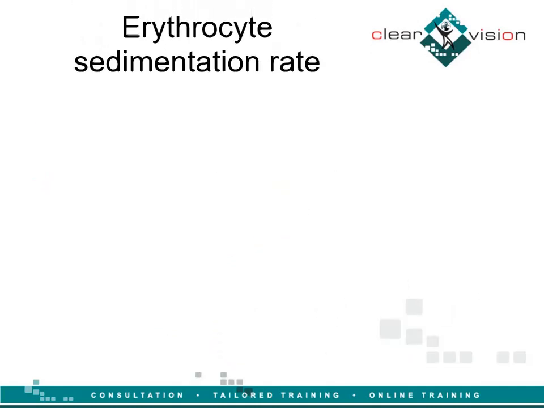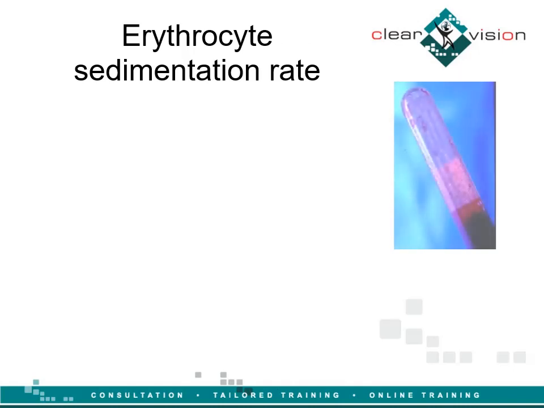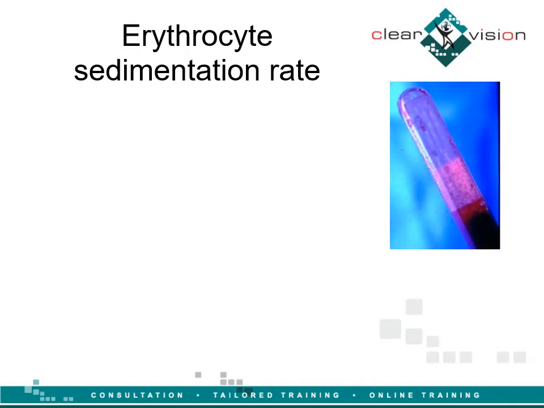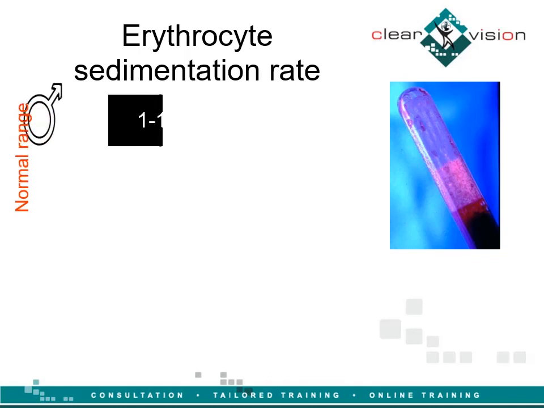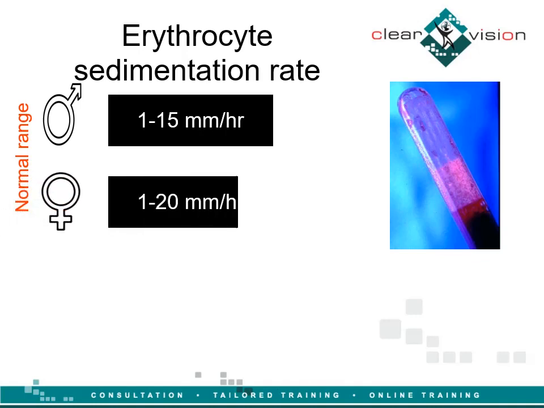Erythrocyte sedimentation rate. Erythrocytes normally settle slowly in plasma, but settle rapidly when they aggregate because of electrostatic forces. The normal range for males is between 1 to 15 millimeter per hour, and for females between 1 to 20 millimeter per hour, and it increases with age.